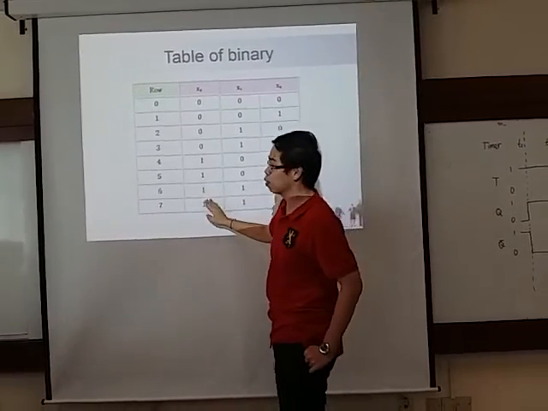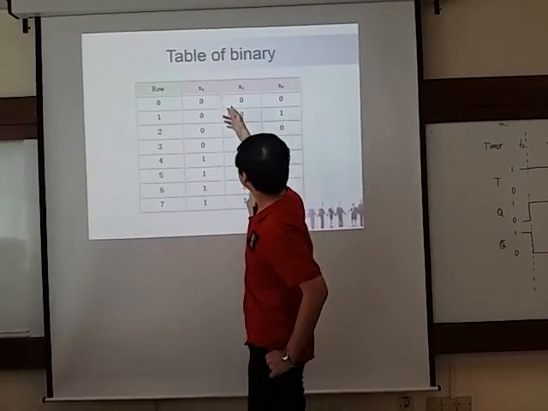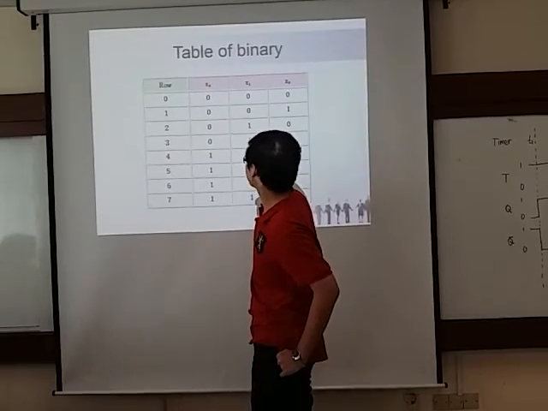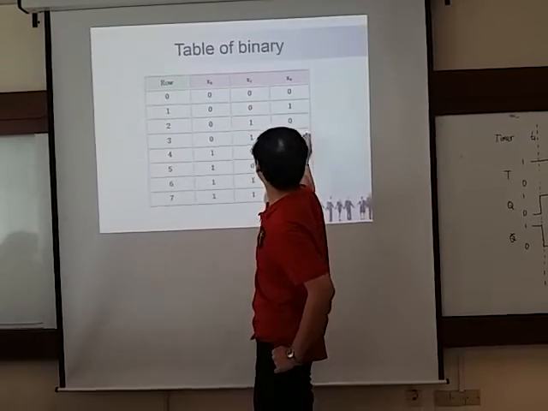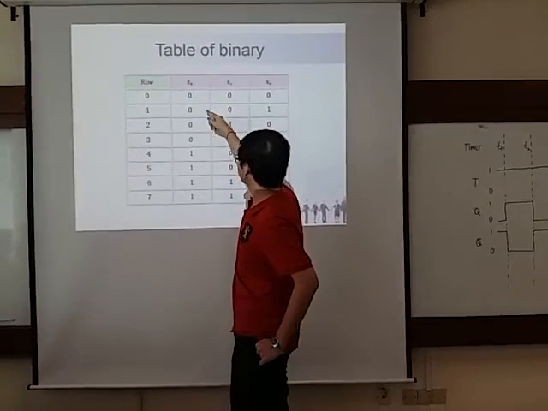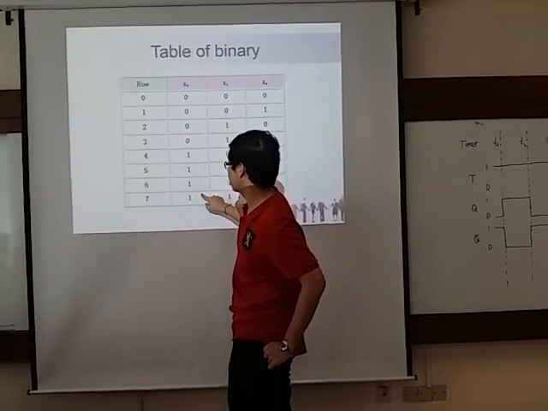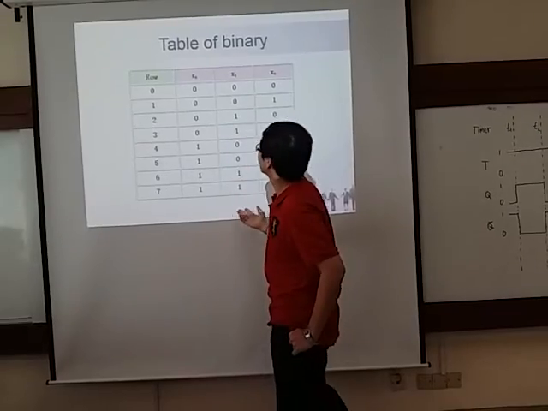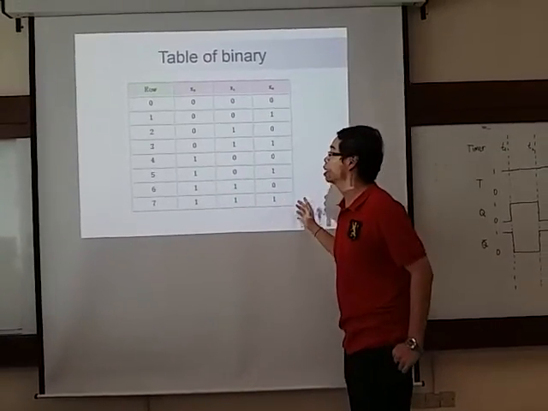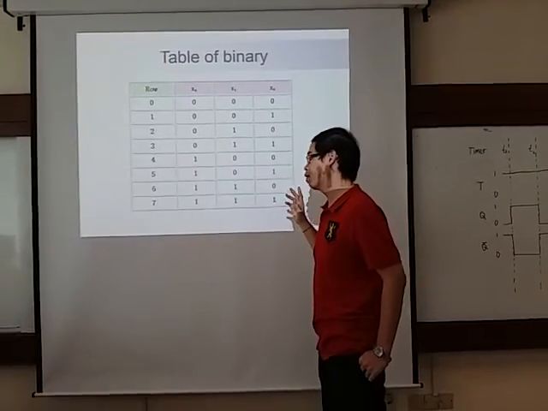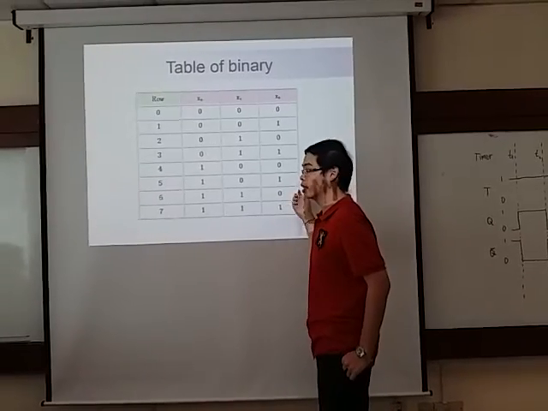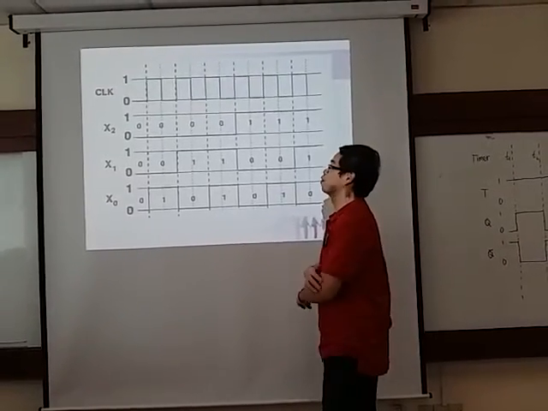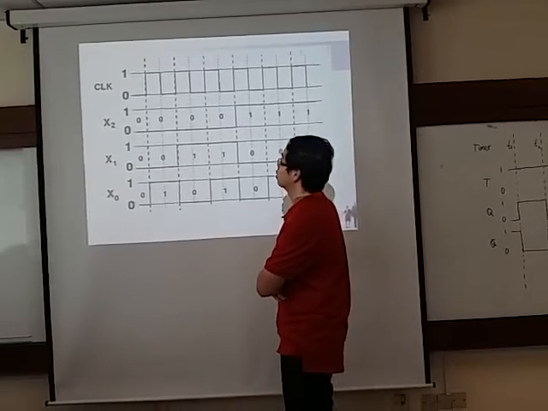The next will become even slower: 0000, 1111, then continue with 0000, like that. That is 2 times slower than X1 and 4 times slower than X0. This is how the frequency divider theory is used in the binary counter. Next, this is the timing diagram of the binary counter.